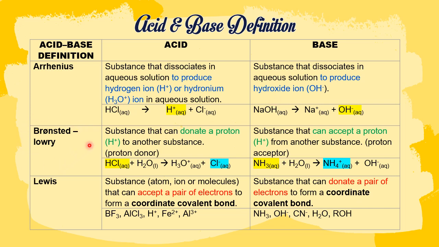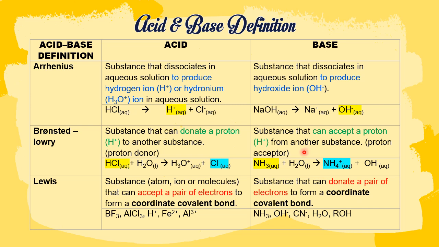What is a Bronsted-Lowry acid? It's a substance that can donate a proton, H plus, to another substance, a proton donor. So over here H plus we can refer to as proton. This acid donates its proton to H2O and forms H3O plus, and itself becomes Cl negative. If you learn later, we are going to identify this as acid and its pair we call conjugate base.